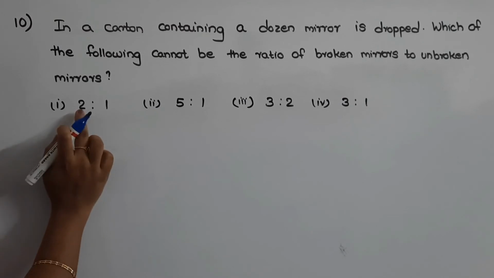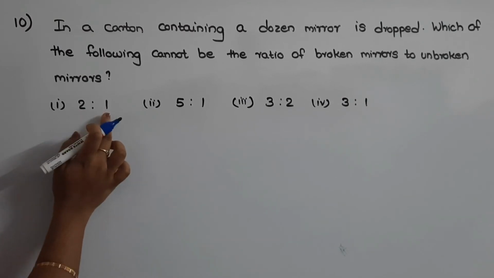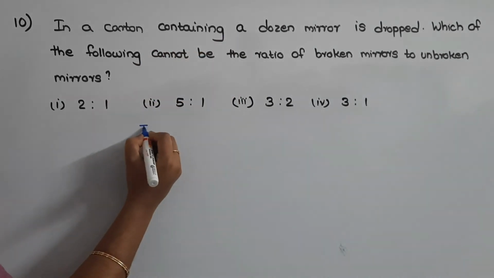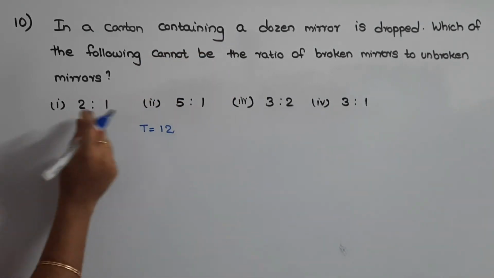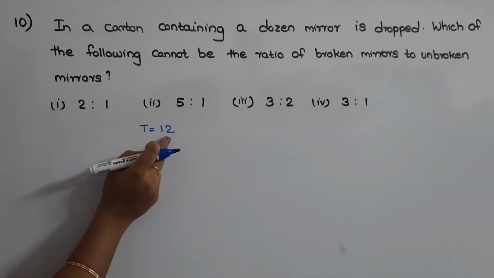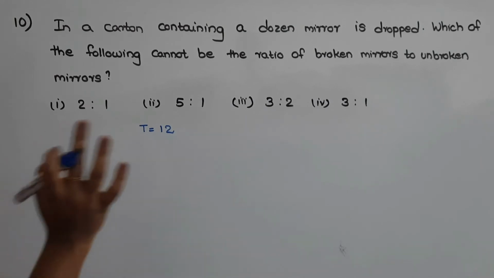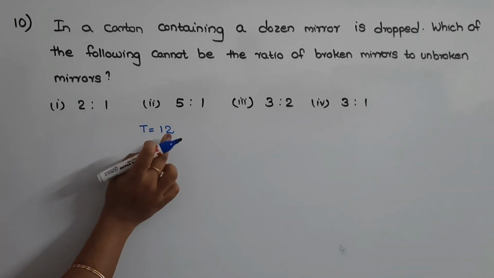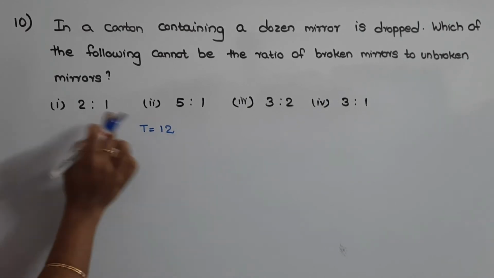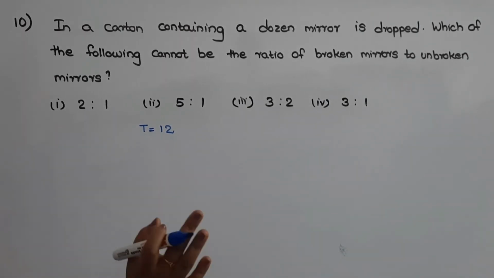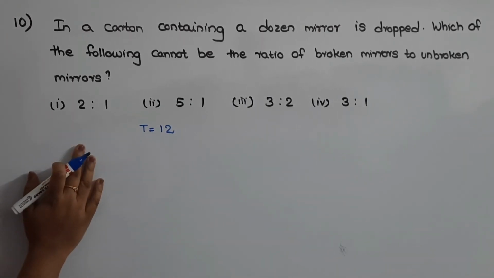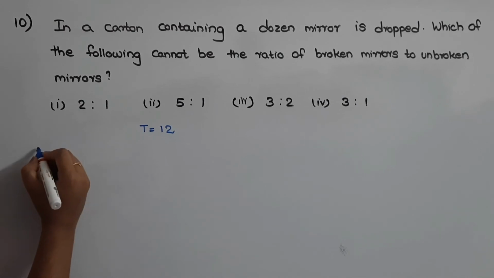If the sum of the ratio is a multiple of the total number of mirrors given, here the total number of mirrors is given as 12, then that particular ratio is a possible ratio. If the sum of the ratio is not a multiple of the total number of mirrors given, then that particular ratio is not a possible ratio. So let us see how this is happening. Let us first verify the first option.